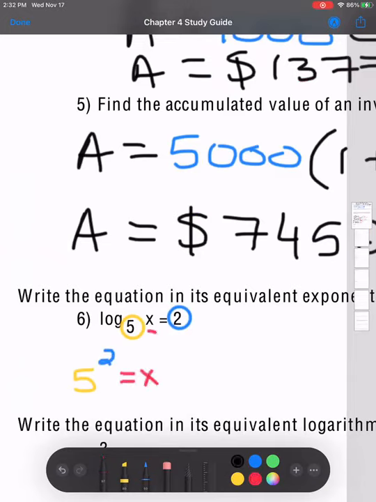So for your final answer, you could probably leave it like that, but if you wanted to fully write it out, you would have 5 to the power of 2, which is 25. So you're going to have x equals 25.